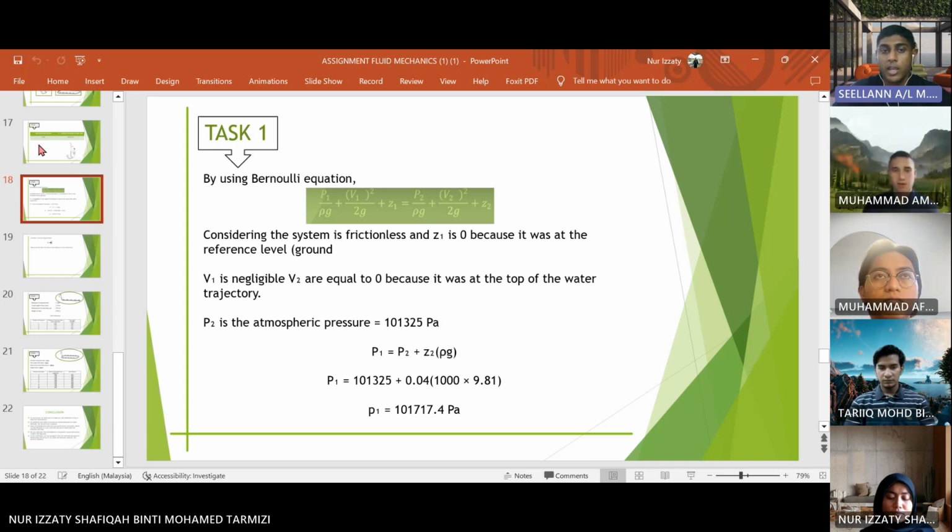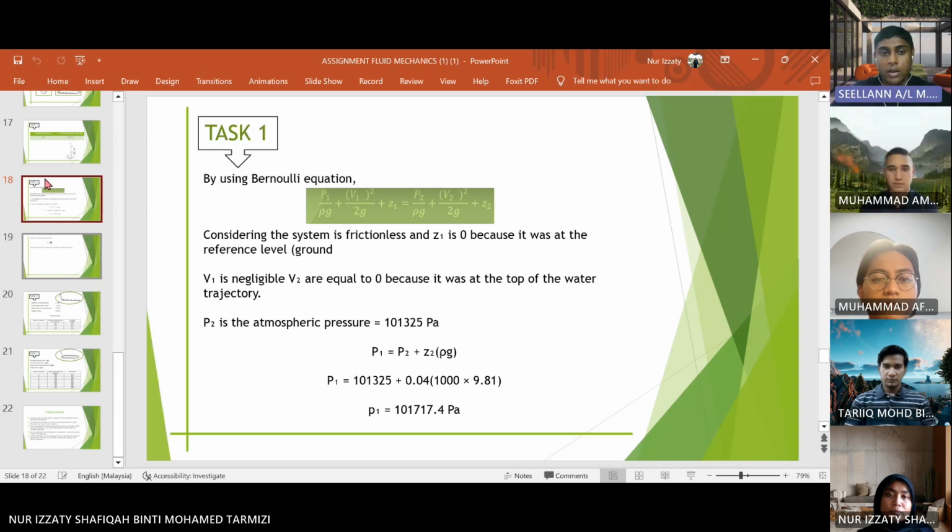101,717.4 by using the Bernoulli equation, considering the system is frictionless and Z1 is 0 because it was at the reference level, which is ground. Next is V1 is negligible, V2 is equal to 0 because it was the top of water trajectory. And next is pressure 2 is the atmospheric pressure, which is 101,325 Pascal.